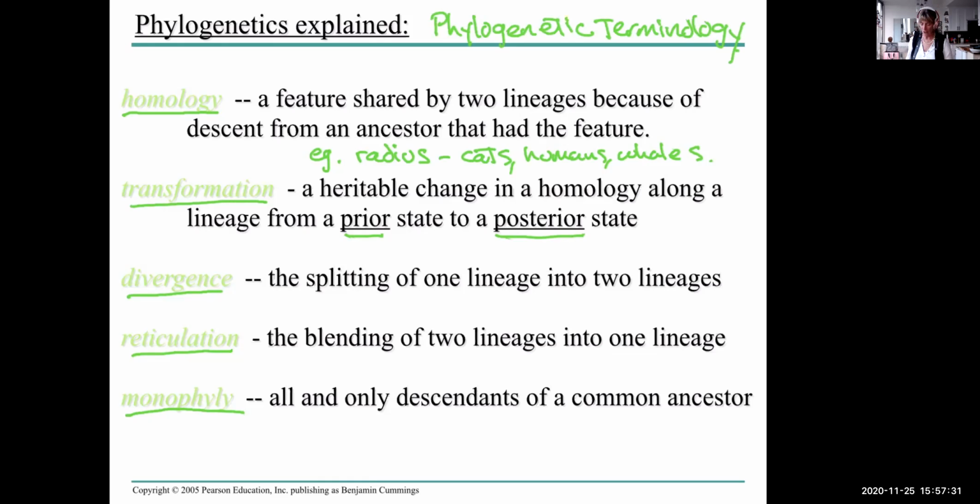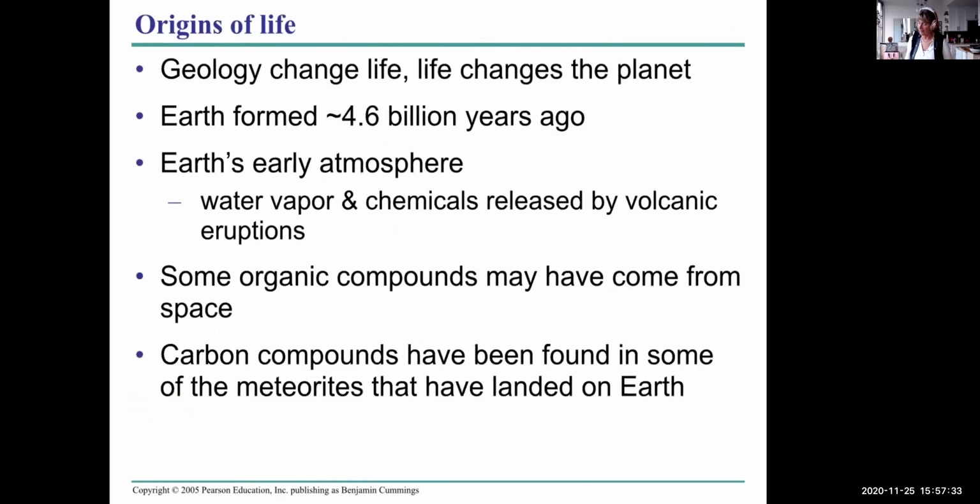Where did life evolve? So it's odd. Look, we're going to look at the origins. That's the important thing today. What's odd is that geology changes life and life changes the planet.